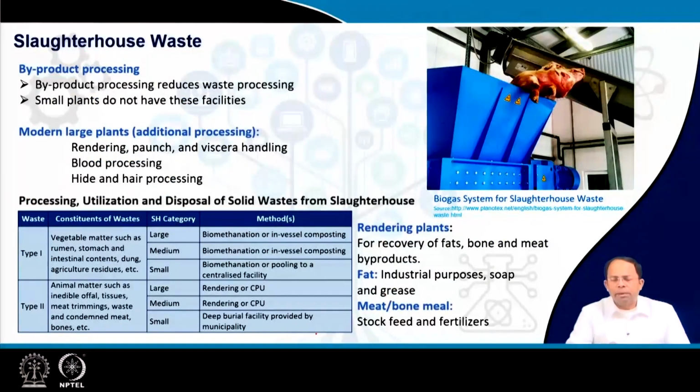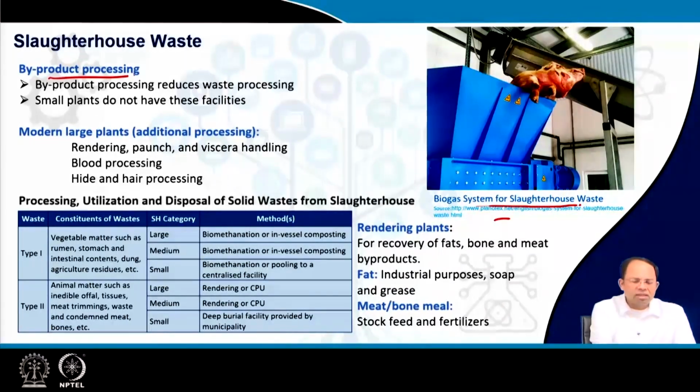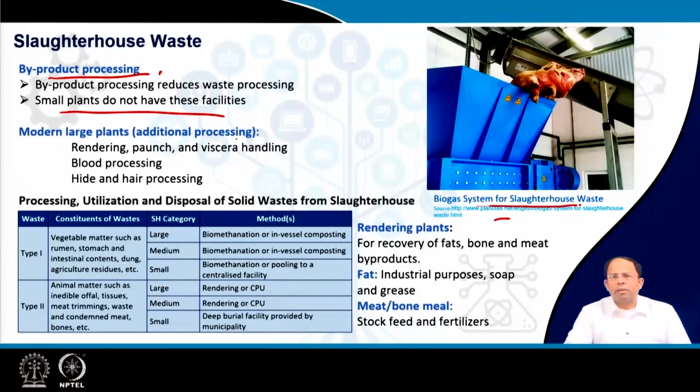Now, as you can see over here, this is a biogas system which is generated from slaughterhouse waste. Now, there are some byproducts which we get from slaughterhouse waste. Usually small facilities will not have any byproducts. They don't have that kind of setup, but large facilities can have other processes where byproducts are generated. That means these byproducts are produced via additional processing.